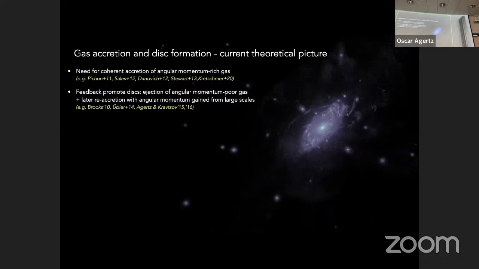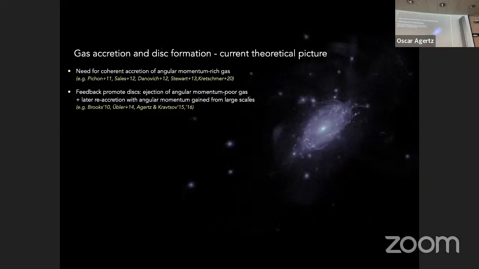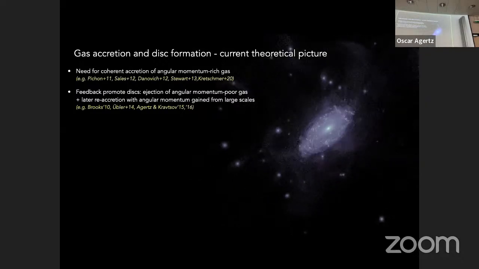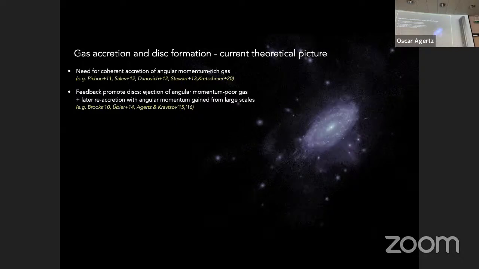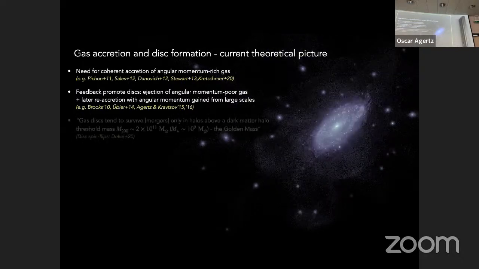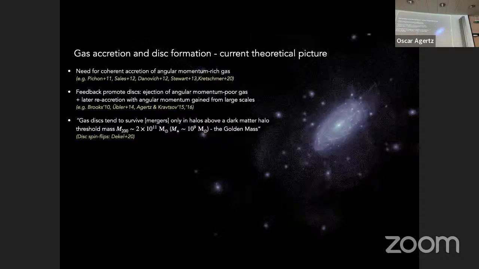Most star formation happens in the center of the galaxy, and by ejecting that low angular momentum gas, recycling it on large scale, and then falling back to the outskirts, you actually promote this formation. Then we also have the problem of mergers, right?